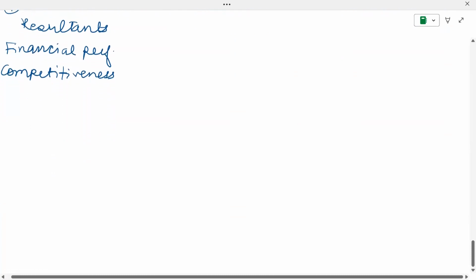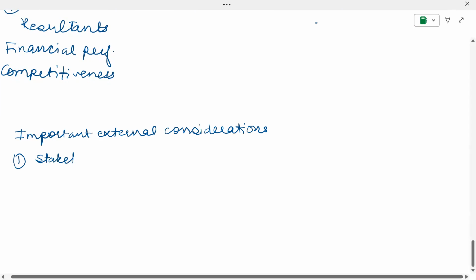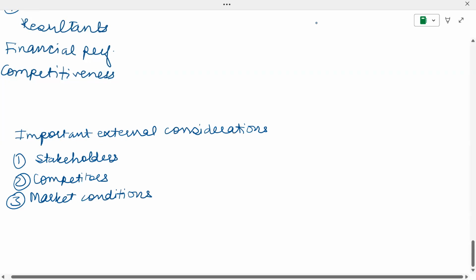Moving on to the last topic in this chapter, this is about important external considerations. You know, in the above model, there's nothing really external which we have considered. So what are the important external considerations? First of all, you should consider the stakeholders. Some external stakeholders are also there, like the government, tax authorities, competitors. So competitors come in over here. And another thing is the market conditions, how the market currently is. That's also going to affect the business.